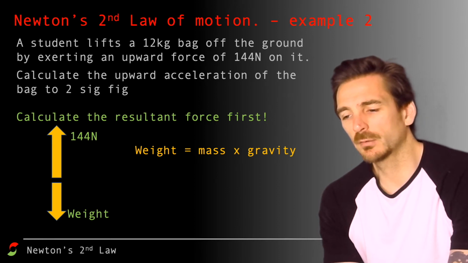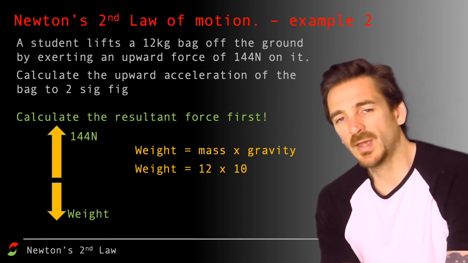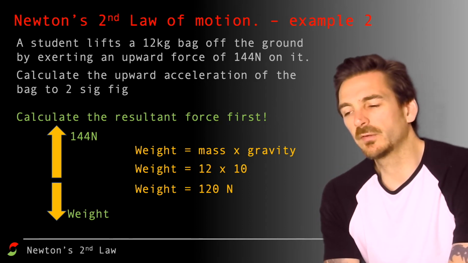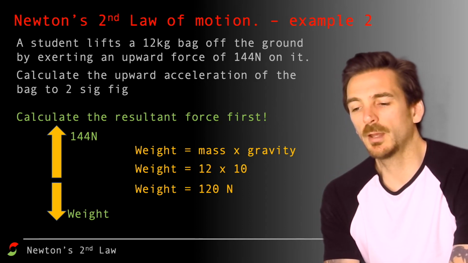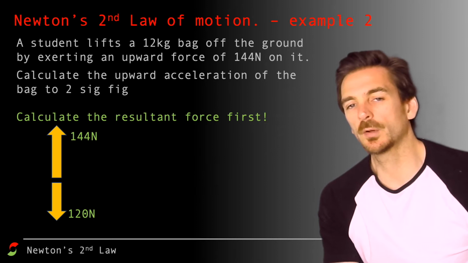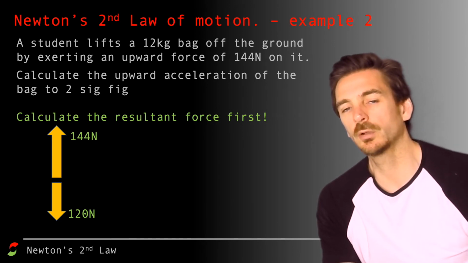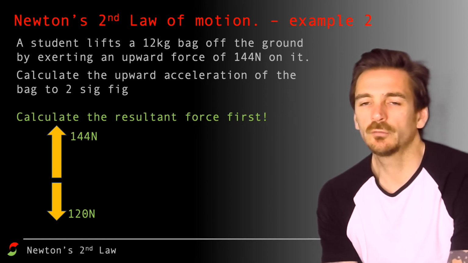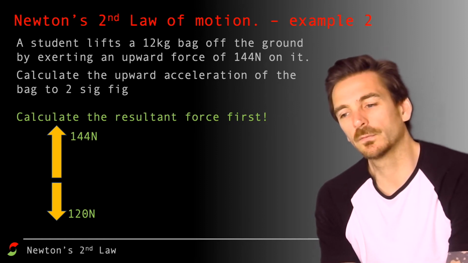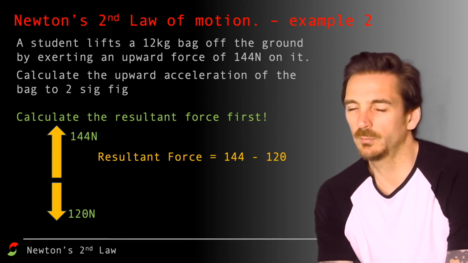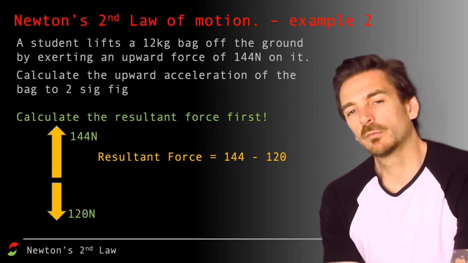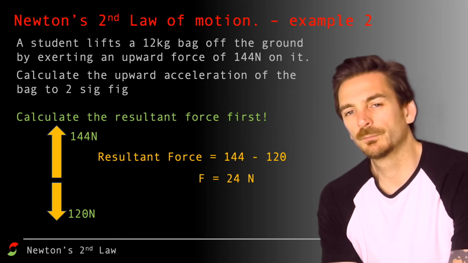Now the mass is 12 kilograms and gravity on Earth is 10. So the weight of the bag is 120 newtons. So now we can redraw our free body force diagram. We've got 120 newtons pulling it down and 144 newtons pulling it up. So we can now calculate the resultant force. It's just the difference between the two because they're acting in opposite directions. And we get a resultant force of 24 newtons.